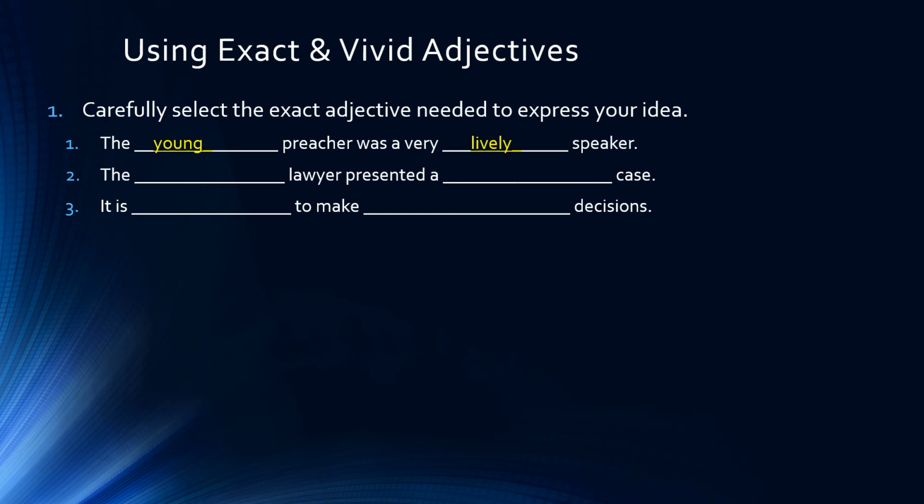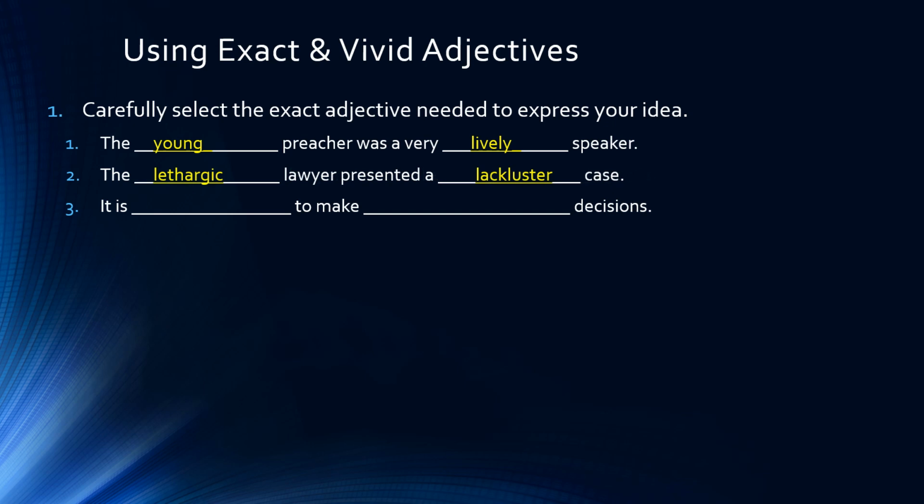For instance, when I check a thesaurus, one of the synonyms for lively is dynamic. And I feel to myself, well, that's a more appropriate word. So I change lively to the word dynamic, and my sentence would read, the young preacher was a very dynamic speaker. Or the young preacher was a very animated speaker. We want to just make sure that we're using vivid adjectives that will say as exactly as possible what we would like to convey.